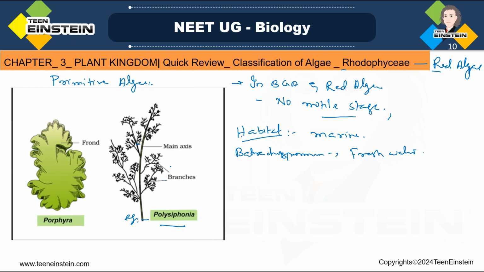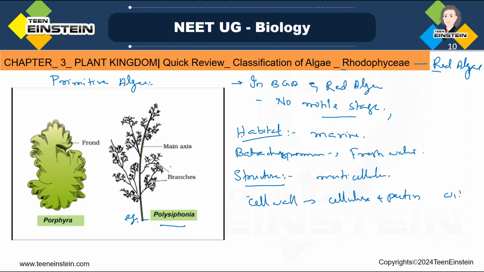Next is about structure. So habitat is over, next about structure. Red algae are multicellular, and the cell wall of red algae is very complex because it is made up of cellulose and pectin with polysulfate esters.